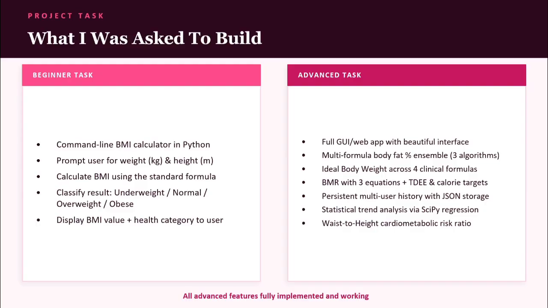I had to build a full graphical interface with a nice UI, implement data storage for multiple users, allow historical BMI viewing, and do proper trend analysis with statistics and graphs. So, basically, I went above and beyond on both, as you will see. I implemented all 7 advanced requirements, fully including 3 body fat formulae, 4 ideal weight formulae, 3 BMR equations, TDEE with 6 calorie targets, waist to height ratio, and statistical trend analysis using SciPy linear regression. Everything you see here, by the way, is working, tested, and running live.